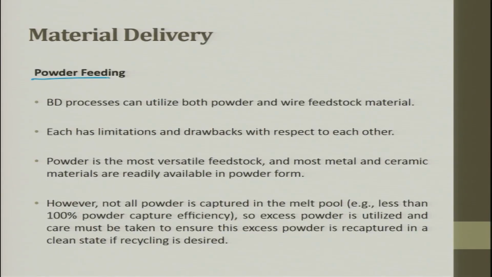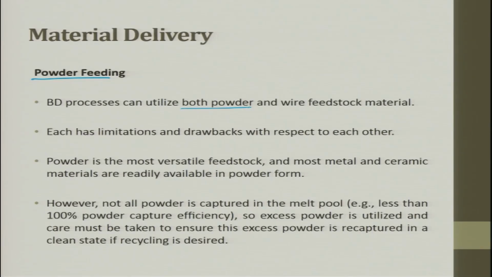Powder feeding is a very challenging task, because the powders are smaller in size, so they can easily fly off, they can easily get agglomerated. When it agglomerates, it clogs. So, powder feeding is a huge challenge, and if you have multiple different varieties of powders falling, the flow rate between them has to be controlled. The beam delivery processes can utilize both powder and wire stock feeding, like the FDM process, wire stock feeding. Each has a limitation and drawback with respect to each other.